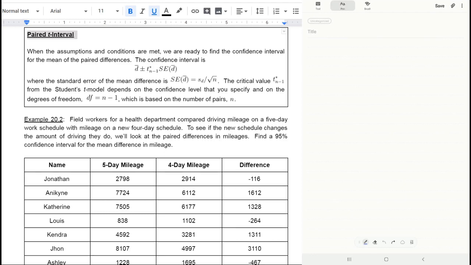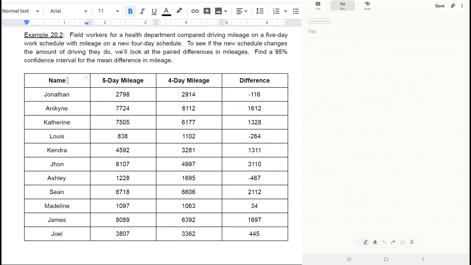So let's have a look at an example for finding a paired t interval. Here we have field workers for a health department comparing driving mileage on a 5-day work schedule with mileage on a new 4-day schedule. To see if the new schedule changes the amount of driving they do, we'll look at the paired differences in mileages. Find a 95% confidence interval for the mean difference in mileage. Here we have some data on the field workers for their 5-day mileage and 4-day mileage, and we also calculated the difference between them. We took the 5-day mileage minus the 4-day mileage.